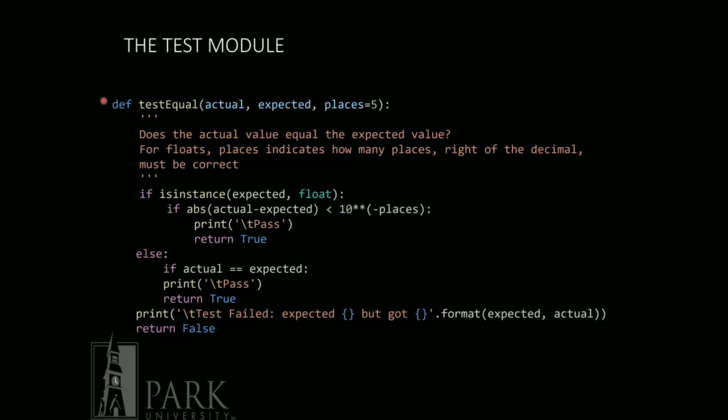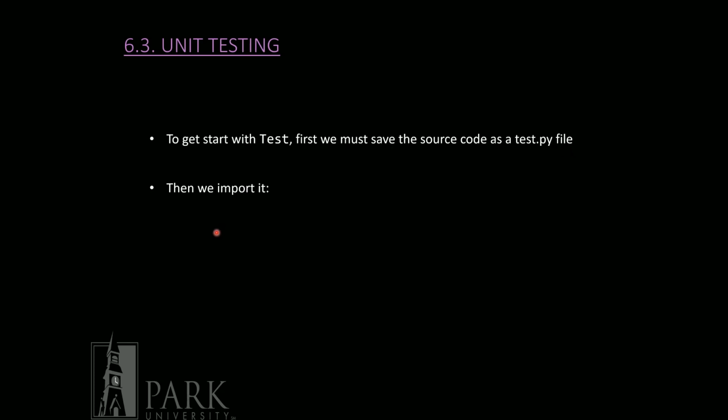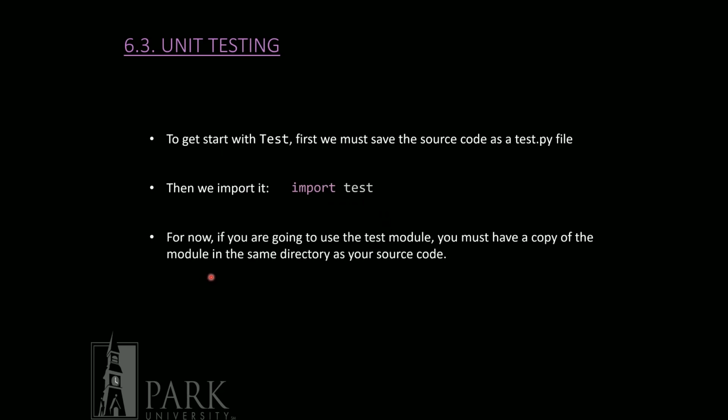So that's the test method, test equal, and that's part of the test module that's going to be available on Canvas for you to download and include in your directory where you have your Python module that you're going to be writing. So to use this test framework, we need to make sure that we have it saved in a test.py file. And then we simply import it into our code using import test. For now, I want you to just keep a copy of this test.py file in the current directory that you're working in, just to make things easy and to make sure it's easy to find.